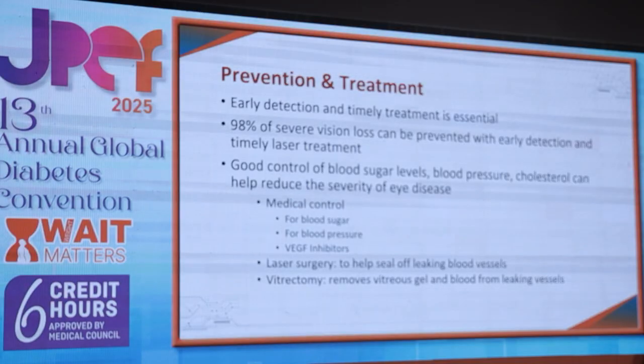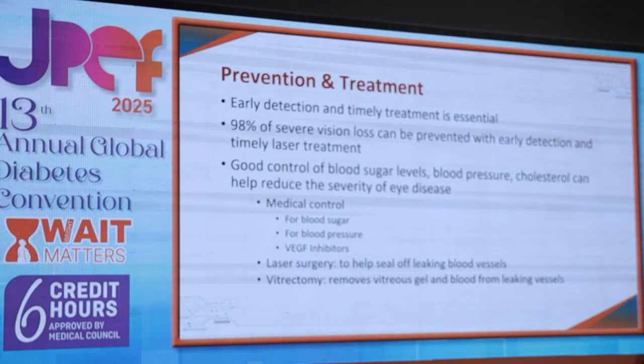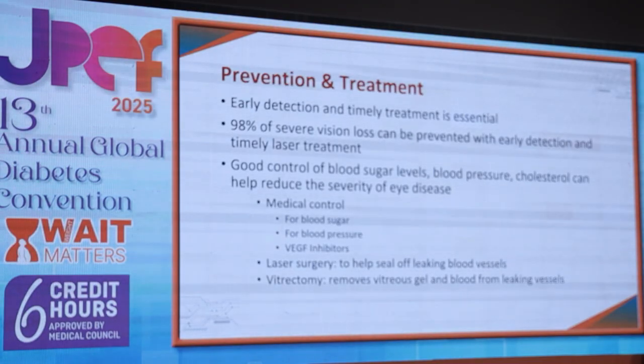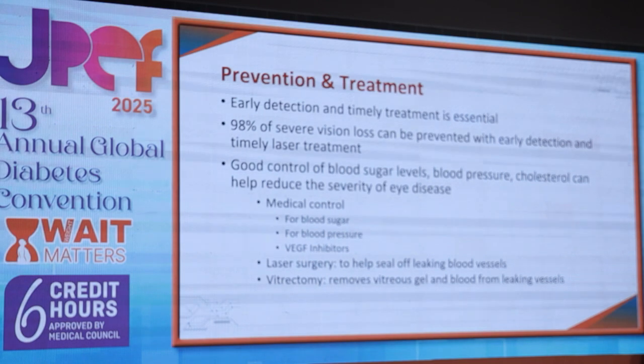So if we talk about the prevention and the treatment part, if you detect early, then timely treatment is essential. And diabetic retinopathy is a preventable complication of diabetes. So we all know that this is one complication, like diabetic foot, which can be prevented. 98% of the severe vision loss can be prevented with early detection and timely laser treatment. So good control of blood sugar level and BP, as mentioned earlier. Again, the treatment options are very limited.